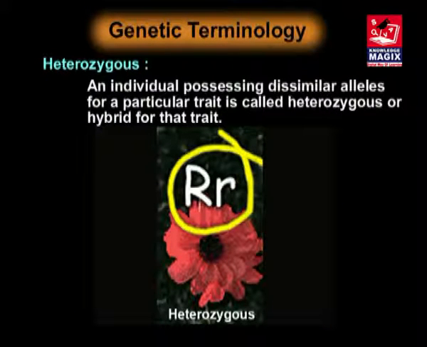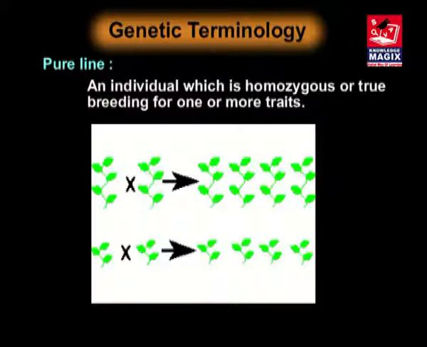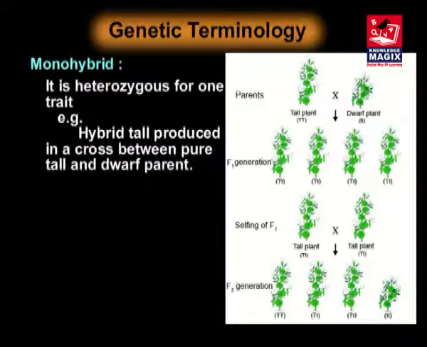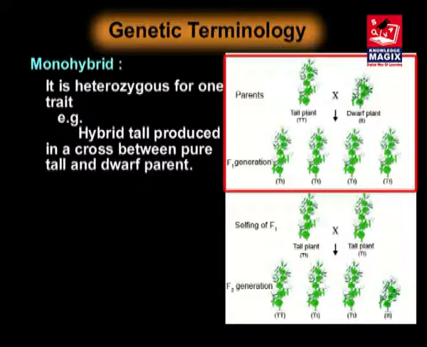Then heterozygous: an individual possessing dissimilar alleles for a particular trait are heterozygous or hybrid. Then pure line: an individual which is homozygous or true breeding for one or more traits. Then hybrid: it is heterozygous having one or more contrasting traits. Monohybrid: it is heterozygous for one trait. For example, hybrid tall produced in a cross between pure tall and dwarf parent.